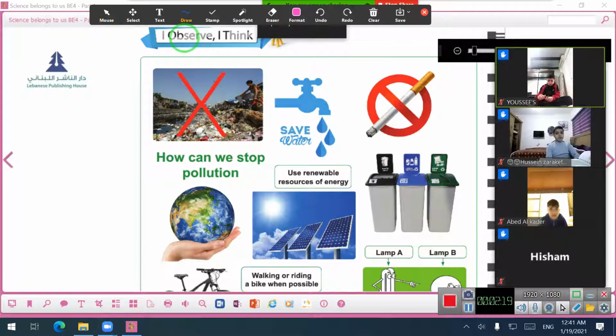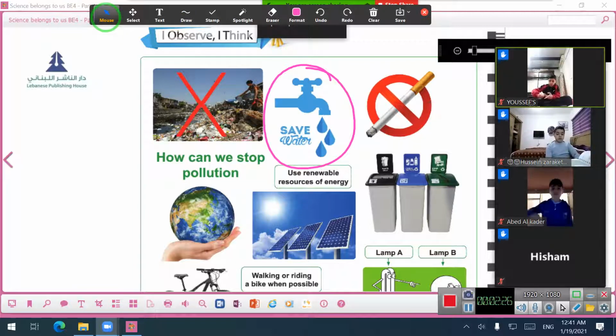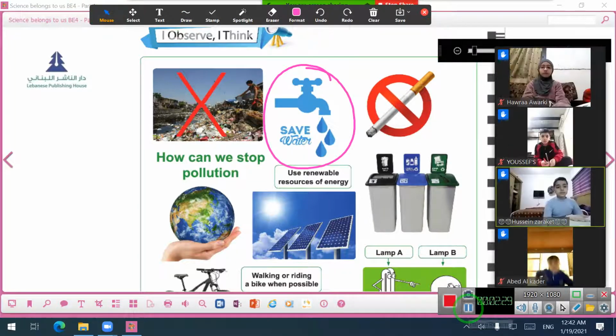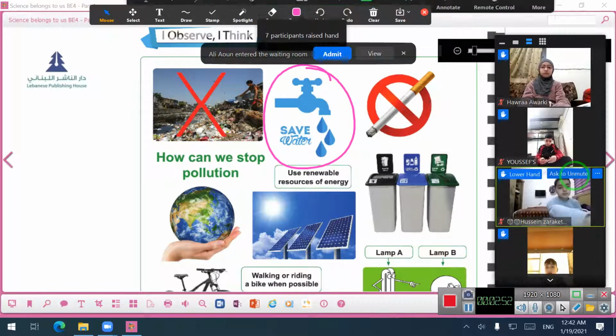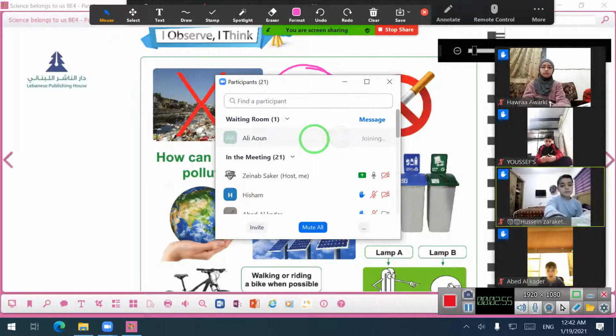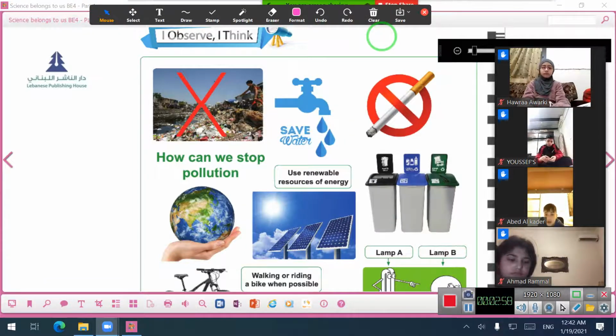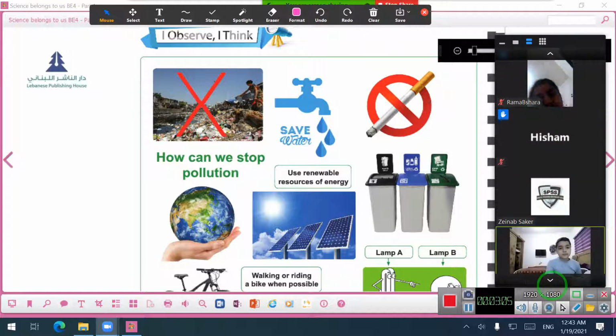In number 2, I have an open tap. Who can tell me what we should do in this photo? Hussein, how can I save water? We close the tap. Excellent. Close the tap before or after washing? We close it after. Excellent, Hussein. Thank you. So we have to close the tap after washing my hands or washing dishes. So after using it, I can close the tap in order to save water and not waste water everywhere.